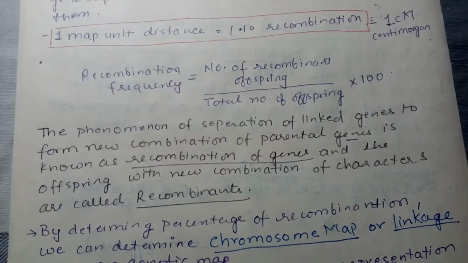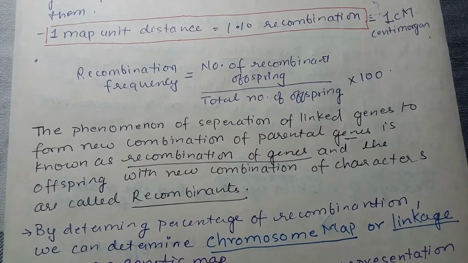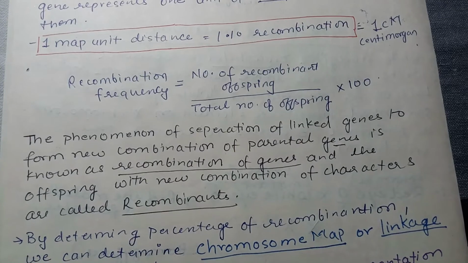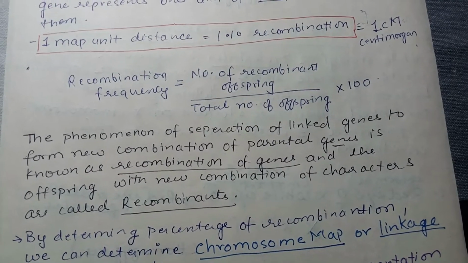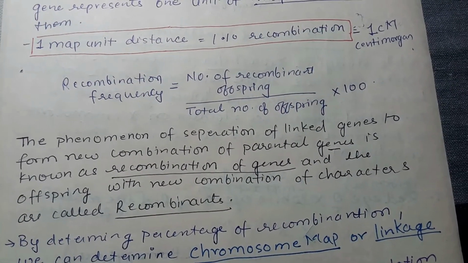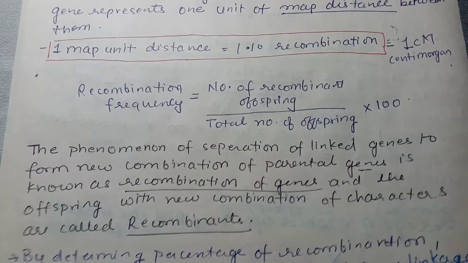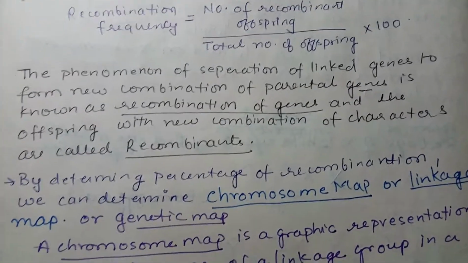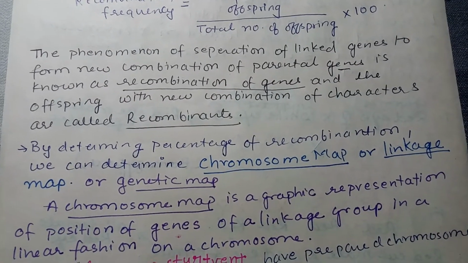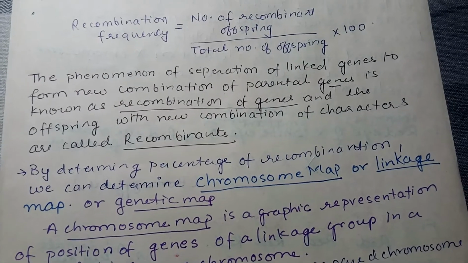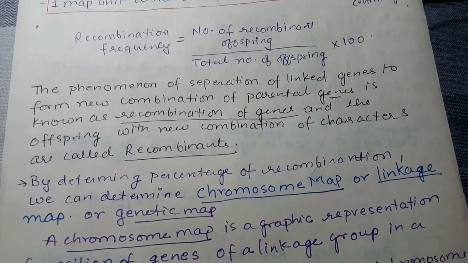The phenomenon of separation of linked genes to form new combinations of parental genes is known as recombination of genes, and offspring with new combinations of characters are called recombinants. By determining the percentage of recombination, we can determine the chromosome map or linkage map or genetic map.